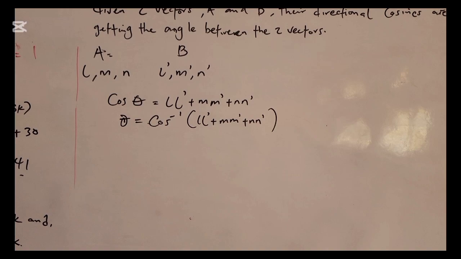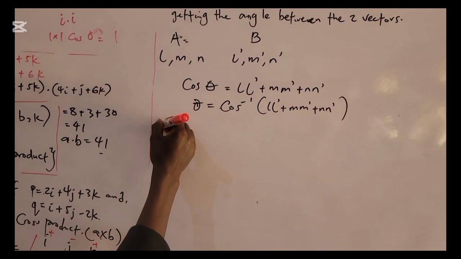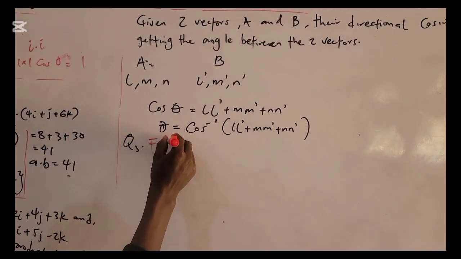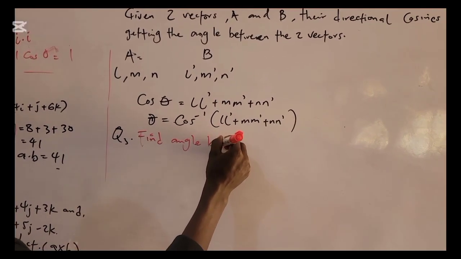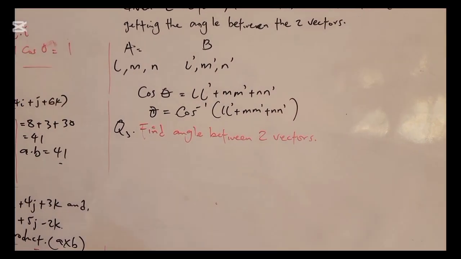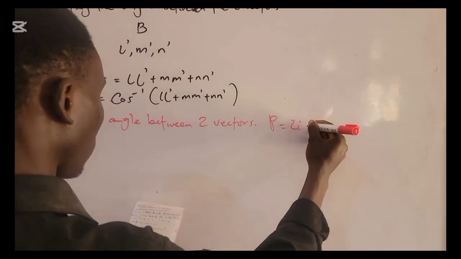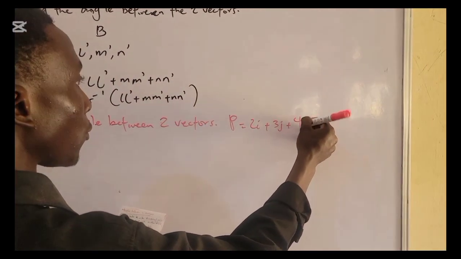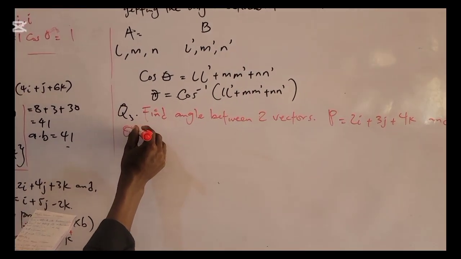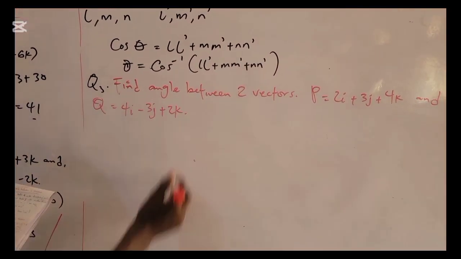So let's look at an example on that, and we round up for this episode. Example 3: find the angle between two vectors. P is 2i plus 3j plus 4k, and Q is 4i minus 3j plus 2k.